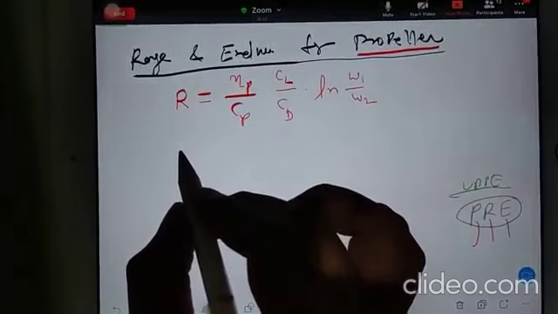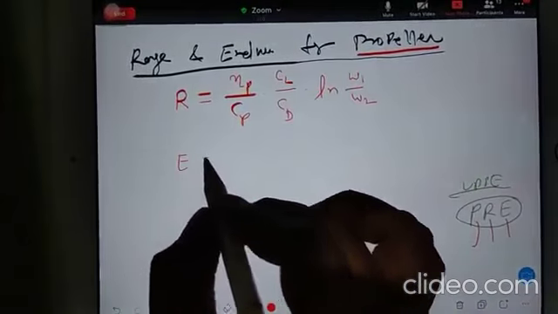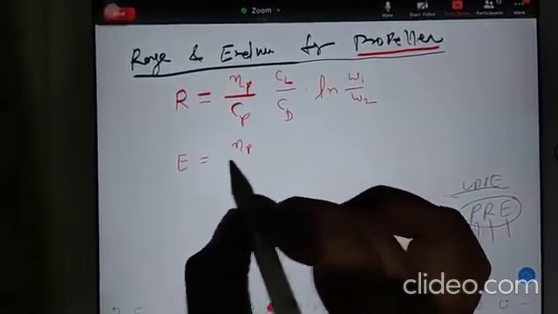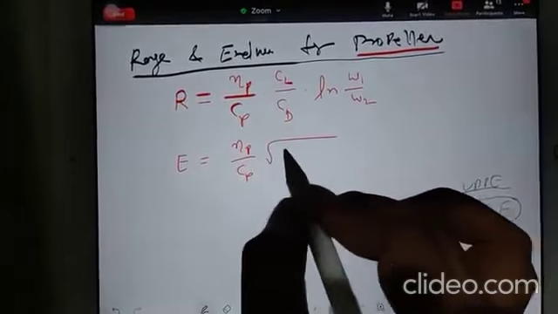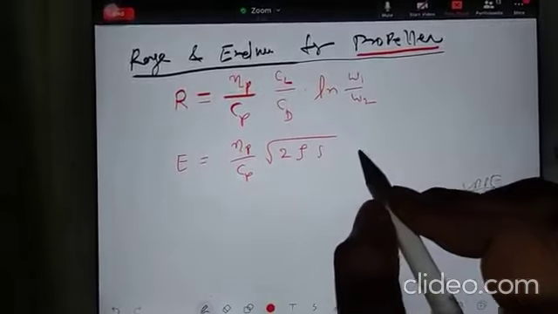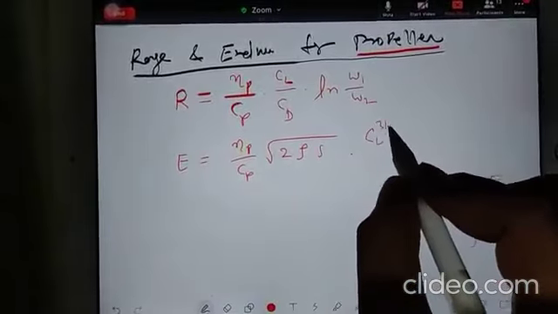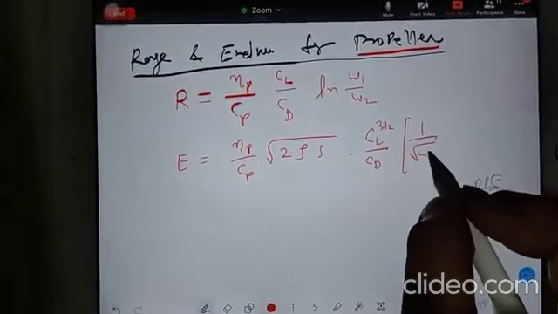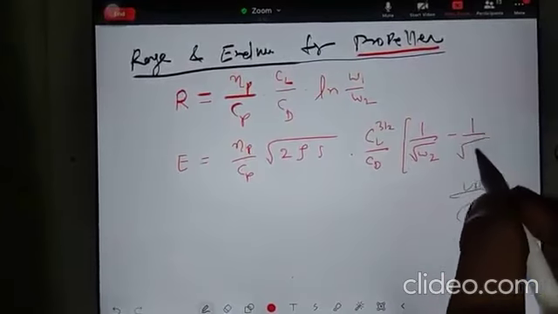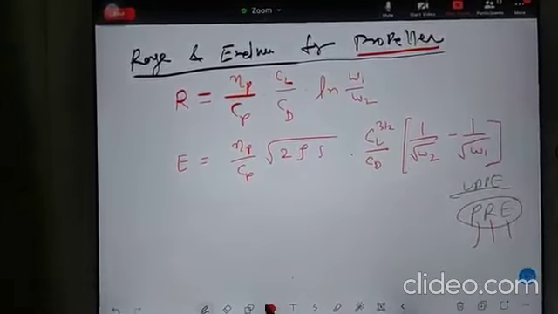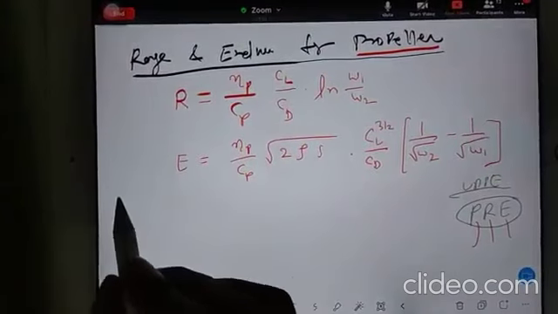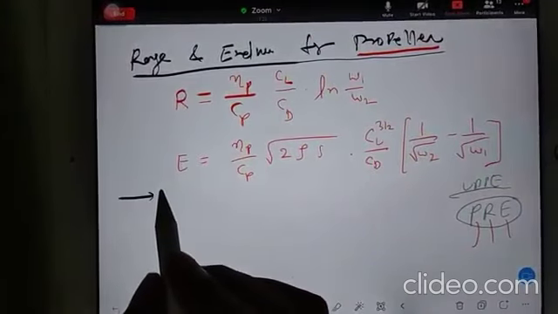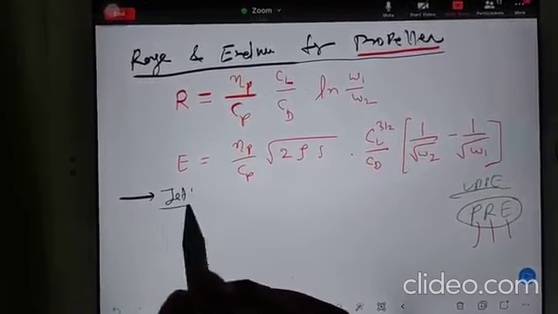And then the endurance formula. Eta P by Cp, under root 2 rho S, into Cl power 3 by 2 by Cd, into 1 by under root W2 minus 1 by under root W1. Take care properly. Then you take the range and endurance formulas for jet engine.